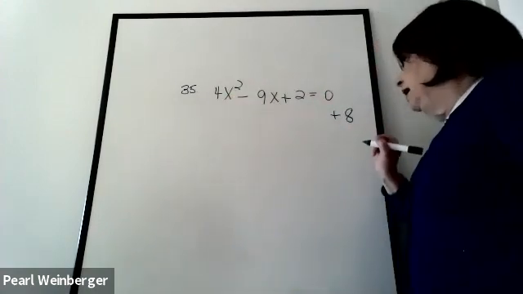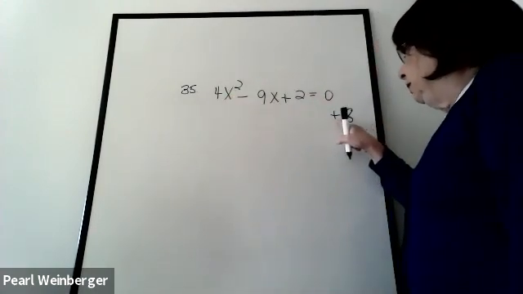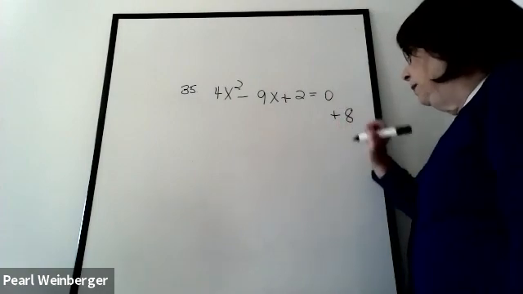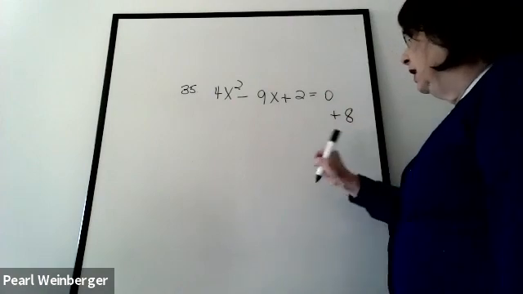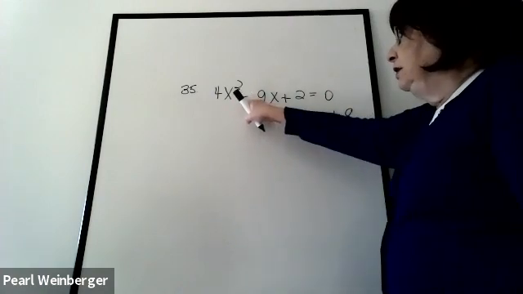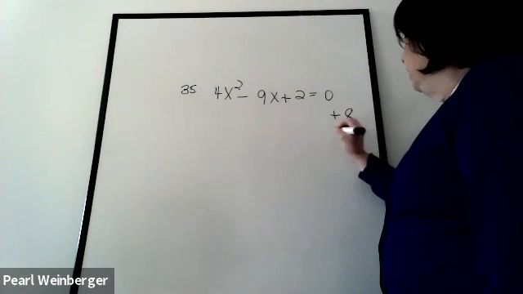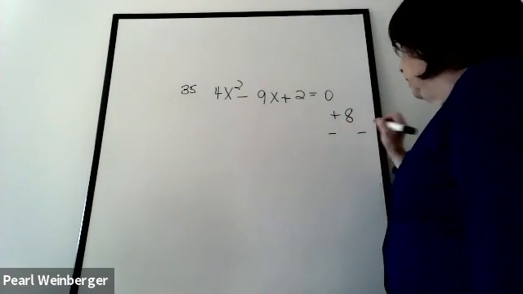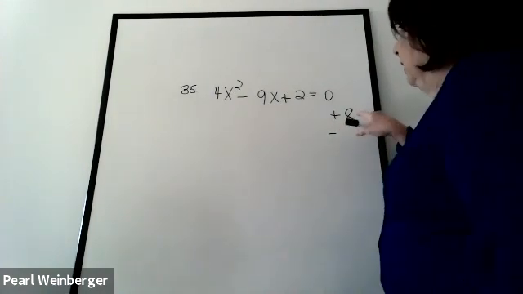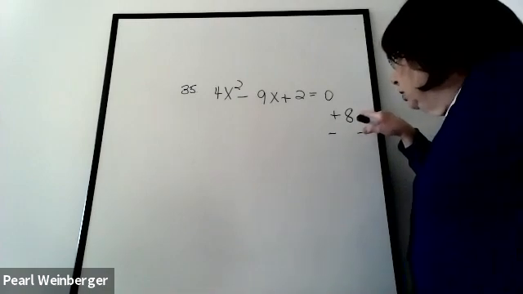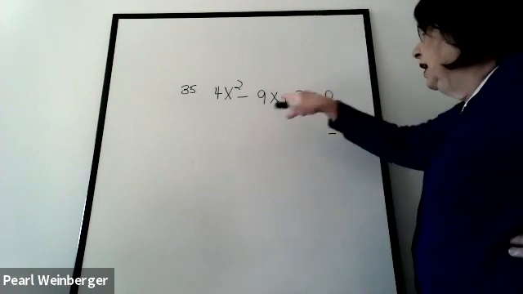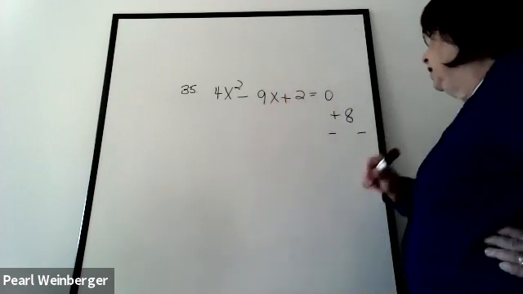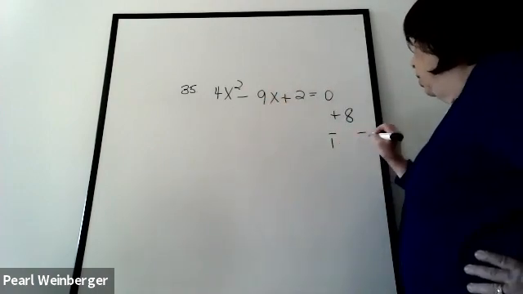Now, since it's positive, it means that we're going to be multiplying numbers and they're going to give me a positive answer. It means both signs have to be the same. And since the middle sign is negative, it means both numbers are going to have to be negative. And I want to find 2 numbers. When I multiply them, they give me 8. But when I add them, they give me 9. And obviously that's 1 and 8.